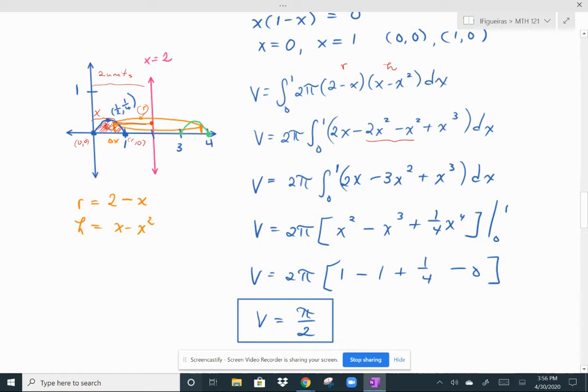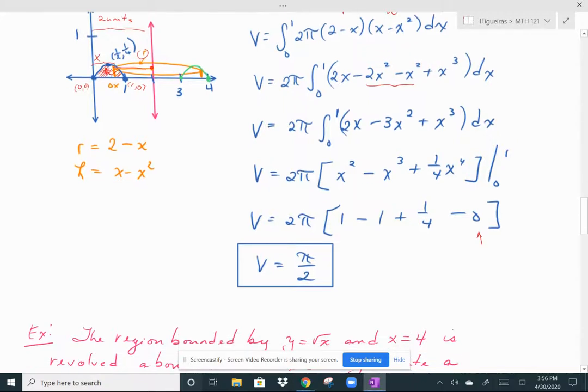Now we substitute in our limits: plug in the upper limit minus the lower limit. So you plug in 1 first. When you plug in 0, all the terms go to 0. So you're left with 2 pi times 1/4, which is equal to pi over 2.